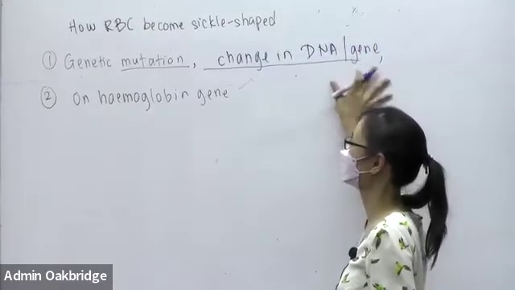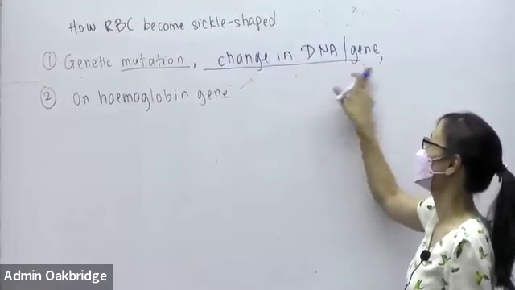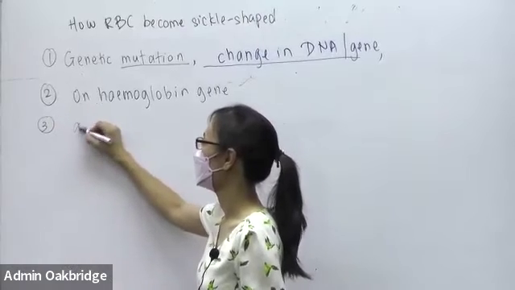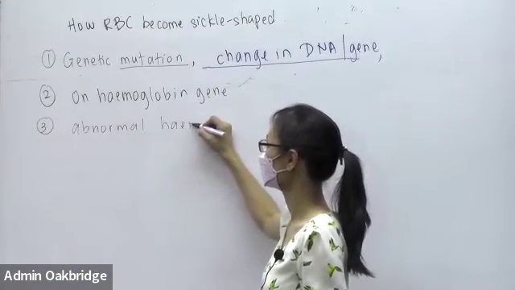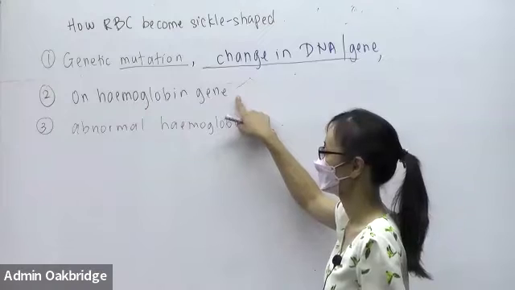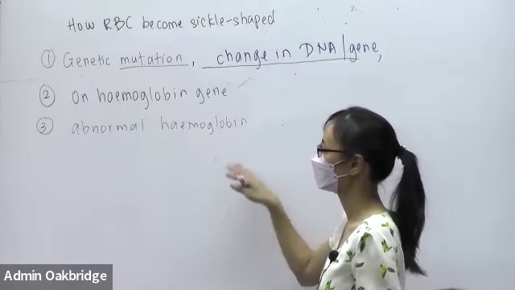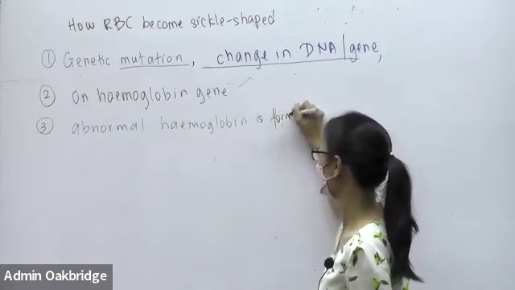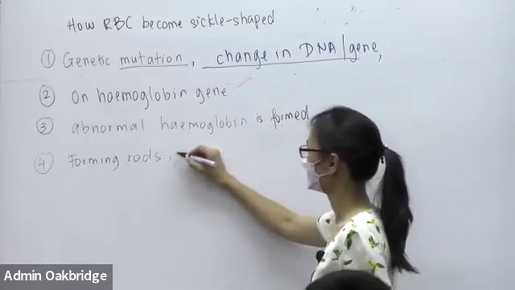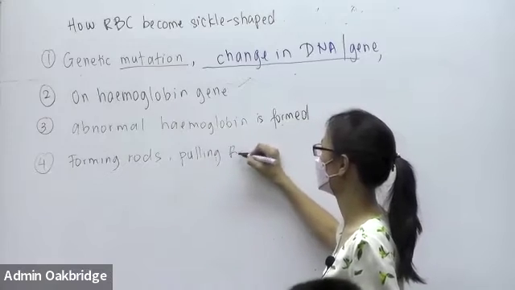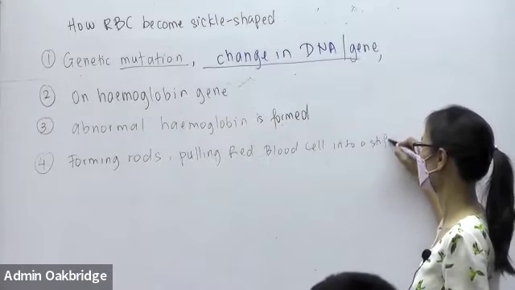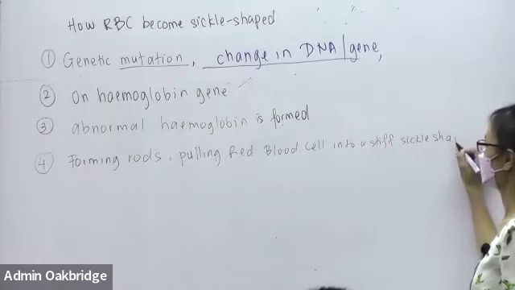Okay, choose one answer, but don't write both. I mean, you can write both. Change in the DNA of a gene also can. This mutation happens on the hemoglobin gene, causing what? So abnormal hemoglobin forms. So you see how to answer this question. This connected to this. This one leads to this. Abnormal hemoglobin is formed, forming rods, pulling the red blood cell. Don't say RBC, say red blood cell, into a stiff sickle shape. Okay. Basic answer.